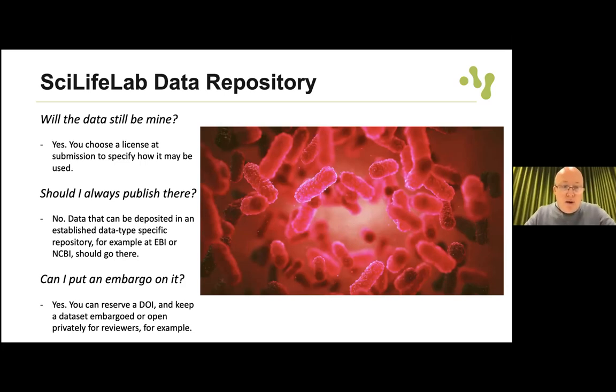If you are going to publish something, but you don't want to make the data set public right away, you might want to work on it. You might want to put the data set up so that only the reviewers, if you have submitted a paper to a journal, for example, can see it. Then you can reserve a DOI and keep the data set embargoed and open privately for reviewers, for example. There are various ways to conditionally publish a data set for a limited audience or for a limited time.